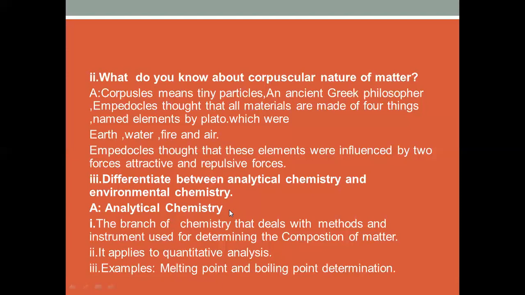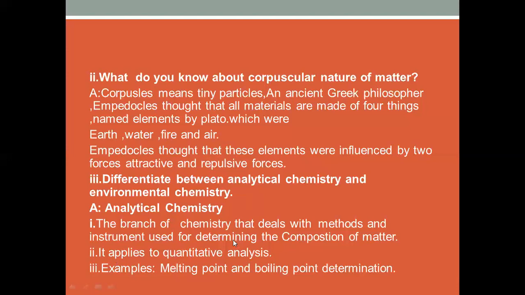The first, analytical chemistry, the branch of chemistry that deals with methods and instruments used for determining the composition of matter. It applies to quantitative analysis. Quantitative analysis means not only the quality. Quality means which atoms or which elements are present in that compound. That is called qualitative. But how many carbon, how many hydrogen, and how many oxygen atoms are there, that is, we have to find out the quantity. So that is called quantitative analysis.